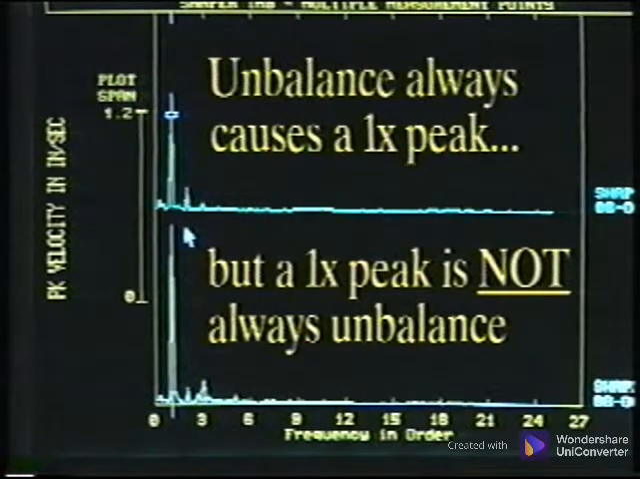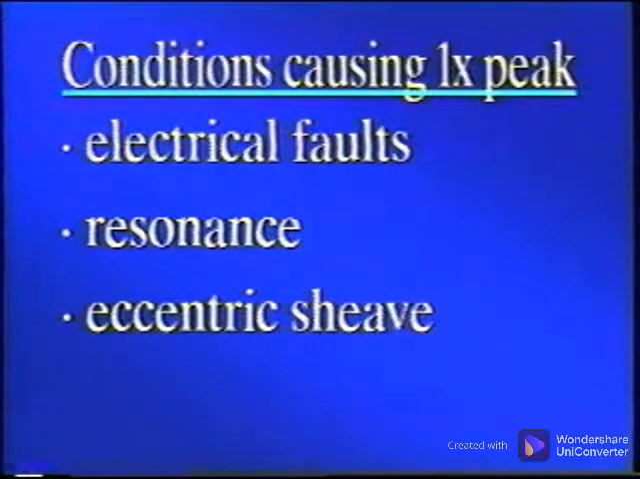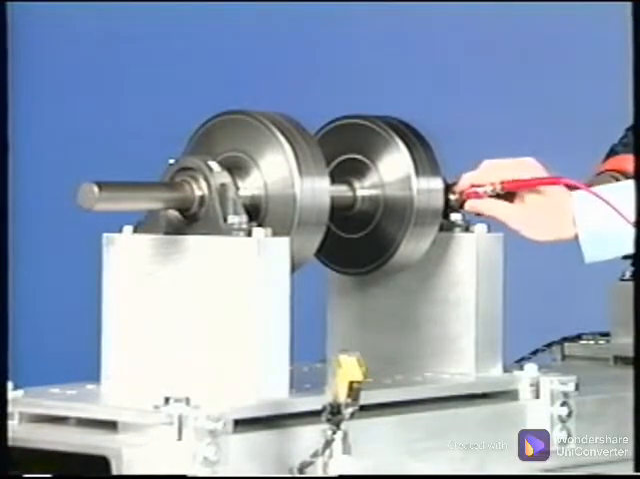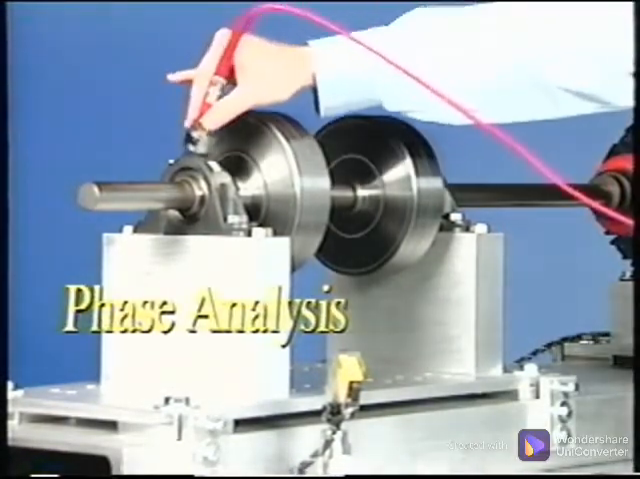Remember that unbalance always causes a 1 times peak, but not all 1 times peaks are due to unbalance. There are many machinery conditions which generate 1 times peaks. Some of these are misalignment, a bent shaft, an eccentric rotor, mechanical looseness, some electrical faults, resonance, and on belt-driven equipment, an eccentric sheave. A diagnostic tool that confirms an unbalanced condition is phase analysis.